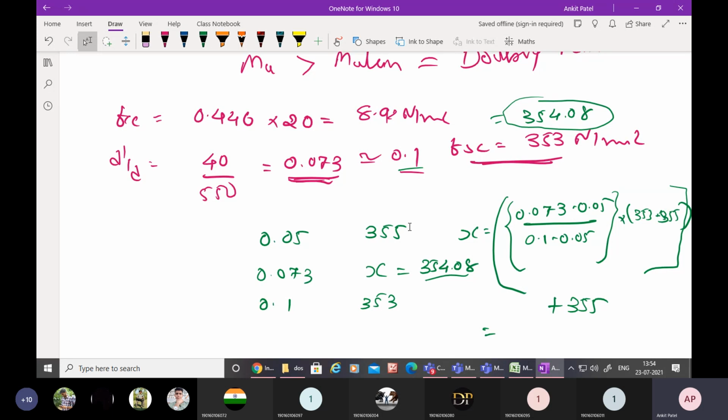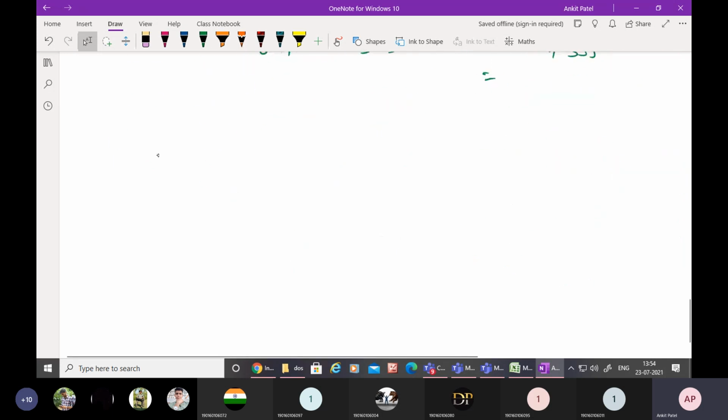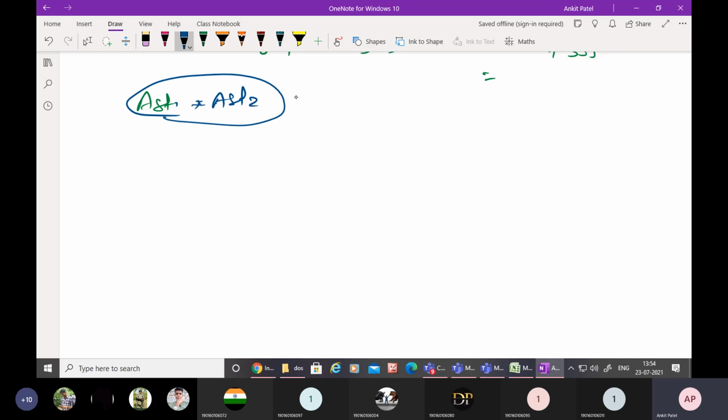Now what we need is, first of all, to calculate the value of AST1. Our goal is to calculate AST1, then AST2, and with the help of these two, we get the value of AST. We also need the value of ASC. So how to determine all these values?